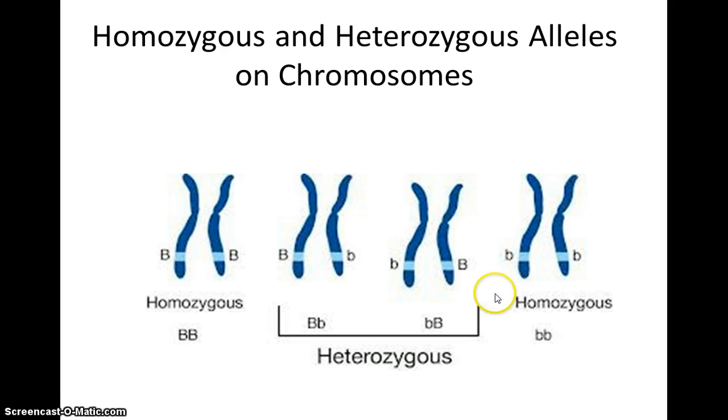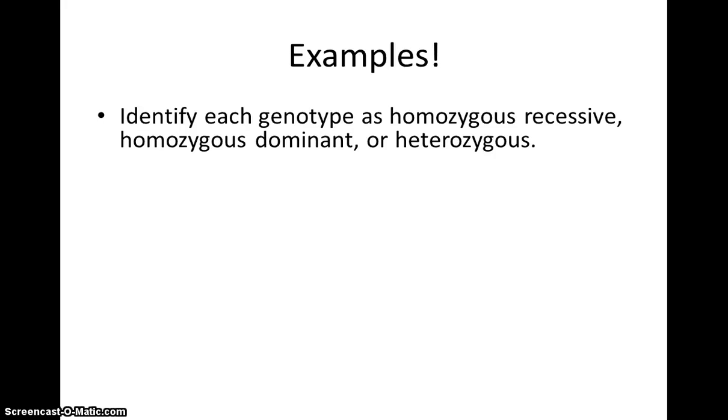But again, you always write the big one first. And then homozygous recessive would be little b, little b. Okay, so if you actually see them written on chromosomes like this, that's what they would look like. Okay, so this is just some quick examples. We're going to identify each genotype as homozygous recessive, homozygous dominant, or heterozygous. You can try to stop it and quiz yourself, or you can just follow along with me.